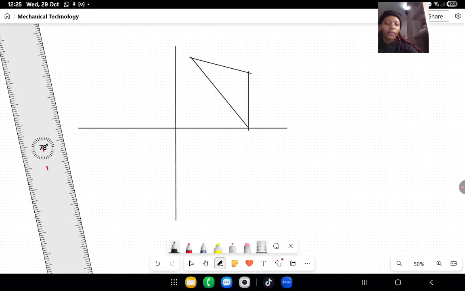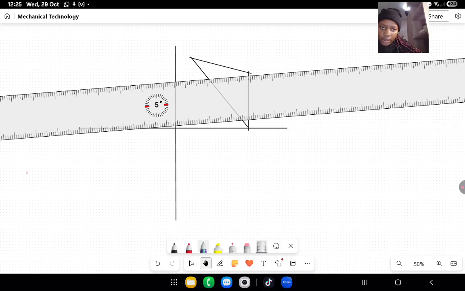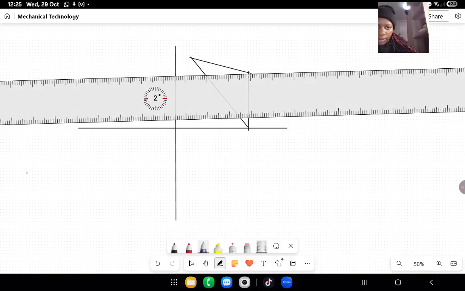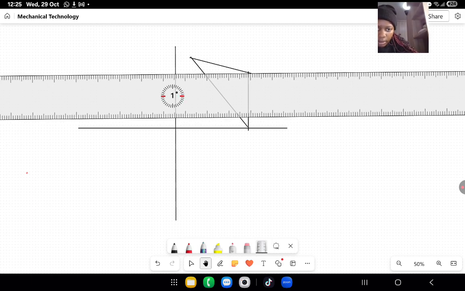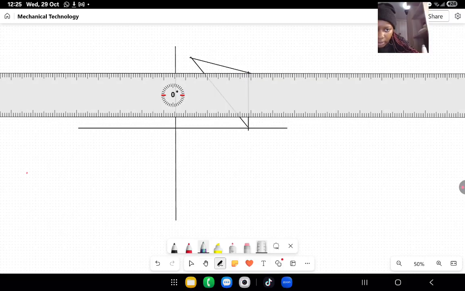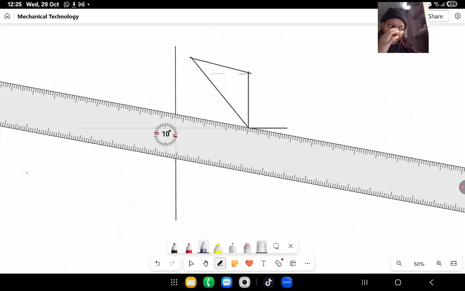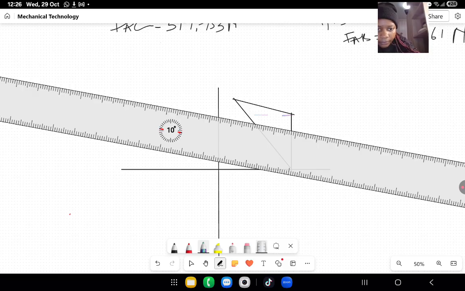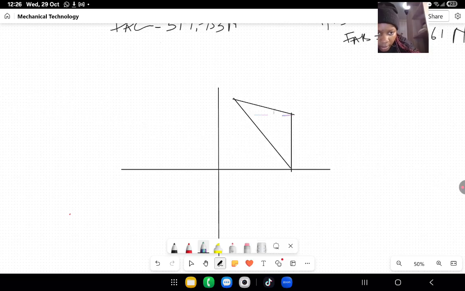So now we have our angle of 30 here. Let me put it like this so that we have our angle of 30 here. We'll have our angle of 30 that was given here. So here we'll be having our angle of 30 degrees.